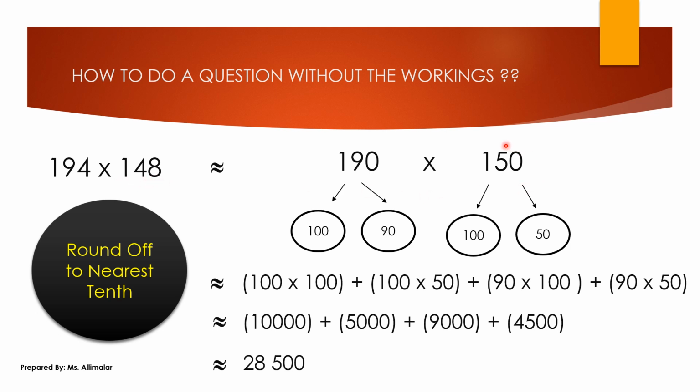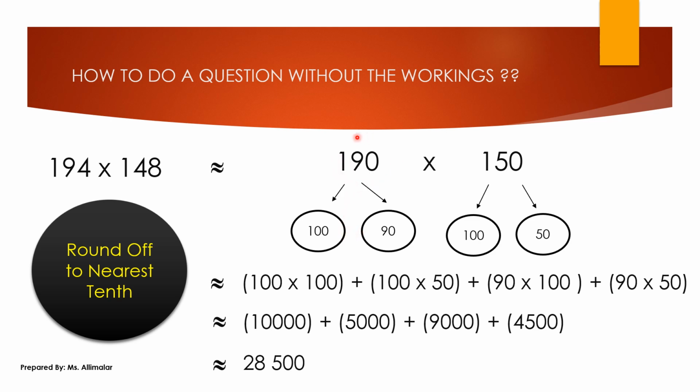Now look here. 150. So 190 times 150. But still, how to solve this easily? You will still need a paper and pencil. Okay, so easy. It's okay. Now look here. So we are going to do the partitioning method. The reason we are doing partitioning here is because it will be easy for us to do the question.